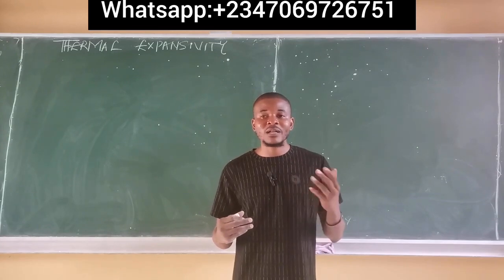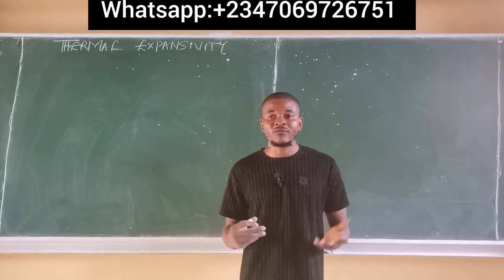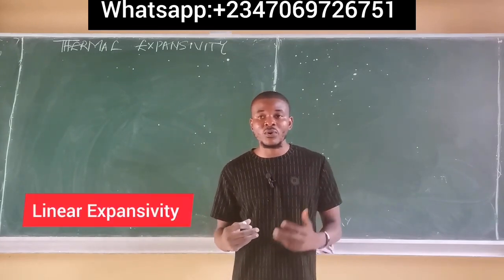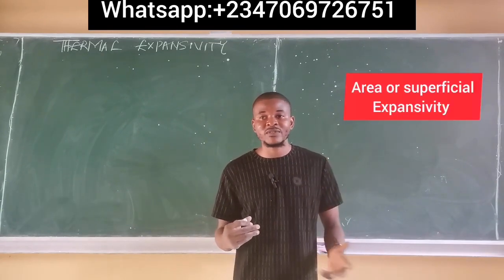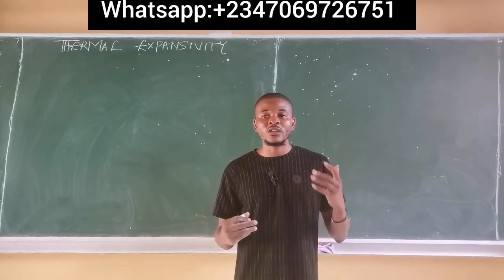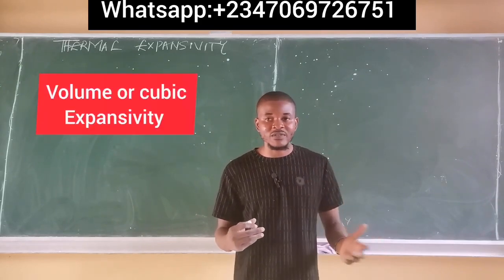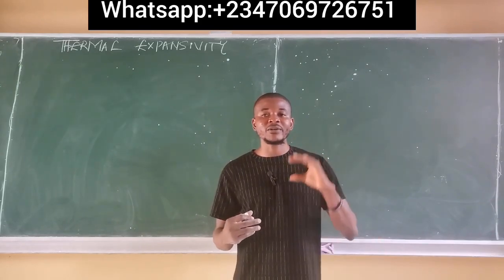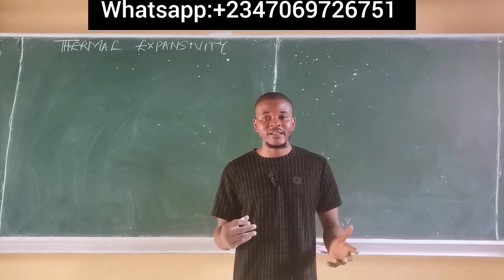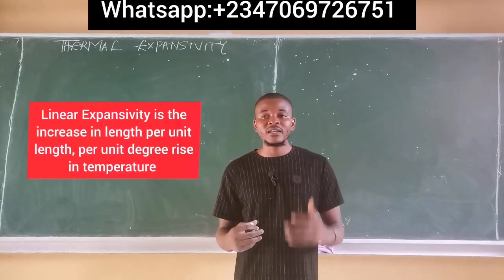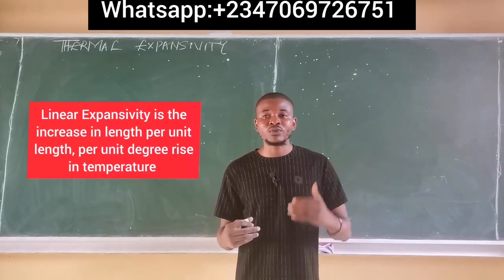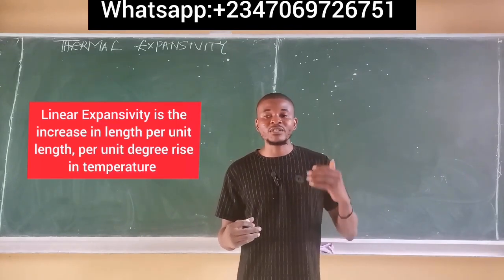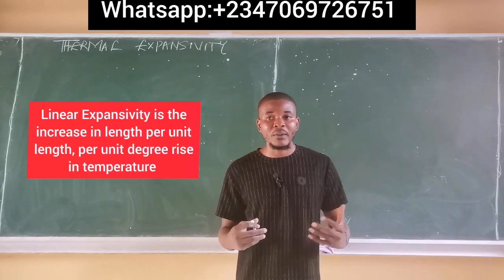Now, there are three noticeable kinds of thermal expansivity. The first is what is called the linear expansion or linear expansivity. The next is called the area or superficial expansivity. And the final one is called the volume or cubic expansivity. So we're going to be talking in detail about these three. What is linear expansivity? Linear expansivity is the increase in length with respect to the original length of the body per unit degree rise in temperature.